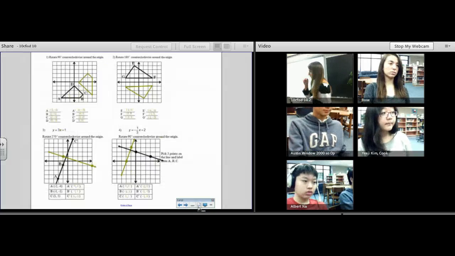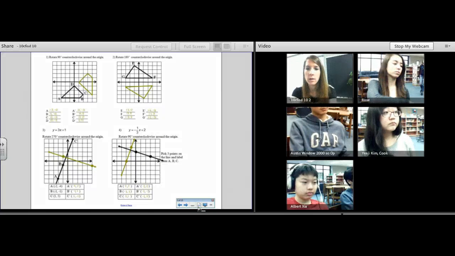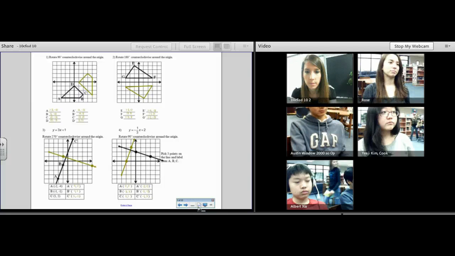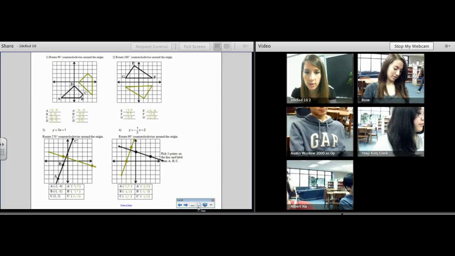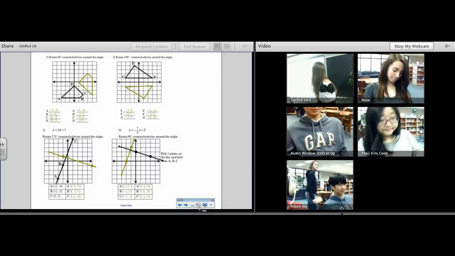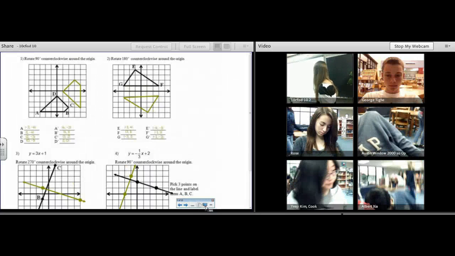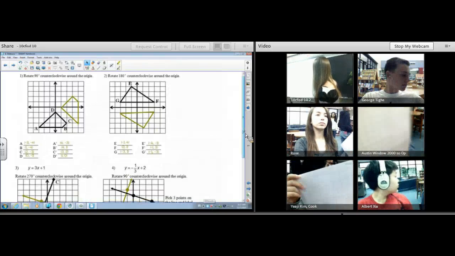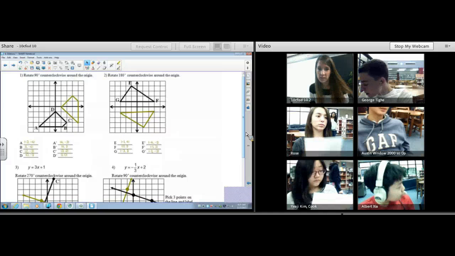Here are the answers to your rotations worksheet. Let me know if you have a question about any of those. It's really hard to see that, isn't it? Let's zoom in. Can you see it? Those points are so tiny.